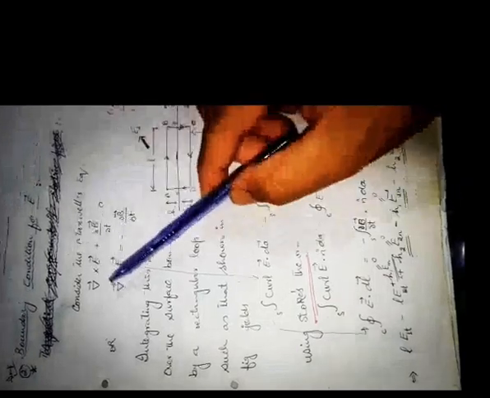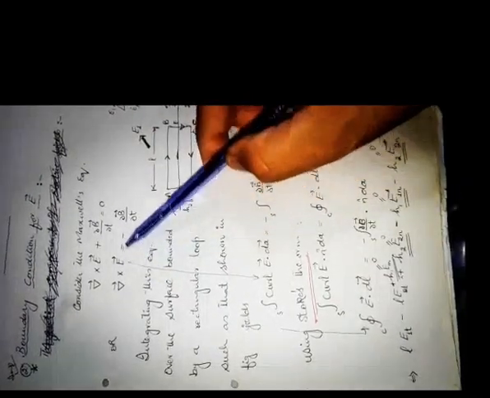We consider the Maxwell's equation, that is del cross E equals minus ∂B/∂t. So for deriving the relationship between the electric field across the interface of two media, we consider a closed path in the form of a path A, B, C, D, A.